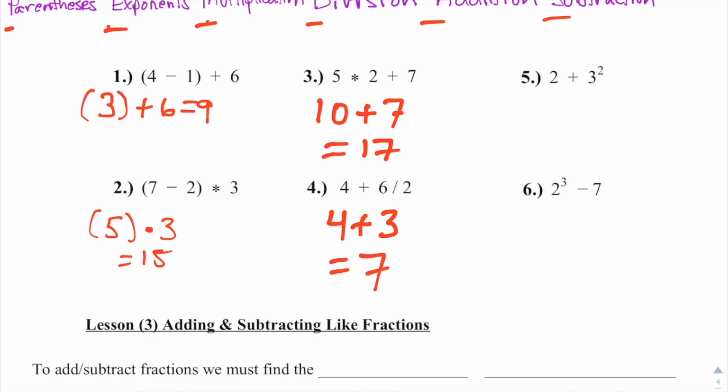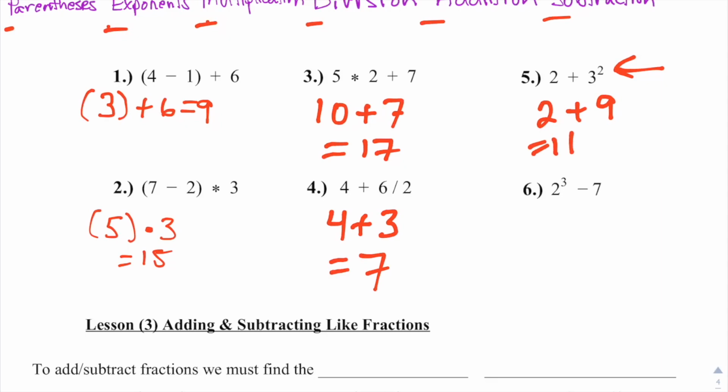Looking at example number 5, we have only two terms, but we do have two operations. We have an exponential operation, and we have an addition operation. So in the hierarchy of PEMDAS, the exponential operation goes before the addition, so we have to square this 3 first. So we would get 2 plus 3 squared, which is 9, and then we would simply apply the addition operation, and we would get 11 as our solution here.